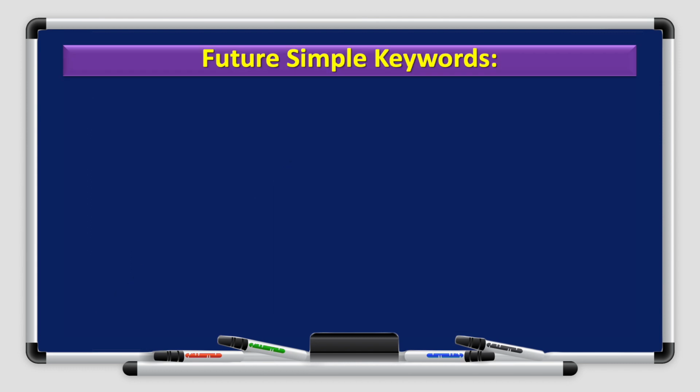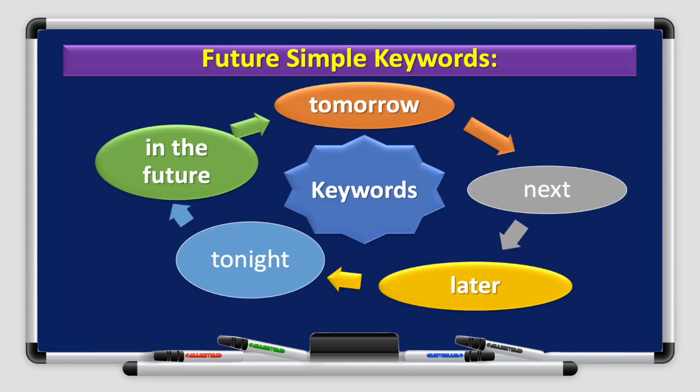Now, when it comes to studying the future simple, there are some keywords that you need to keep in mind that could help you identify a future simple sentence. These keywords are tomorrow, next, later, tonight, in the future. Whenever you see any of these keywords, you will automatically know that it is a future simple sentence.